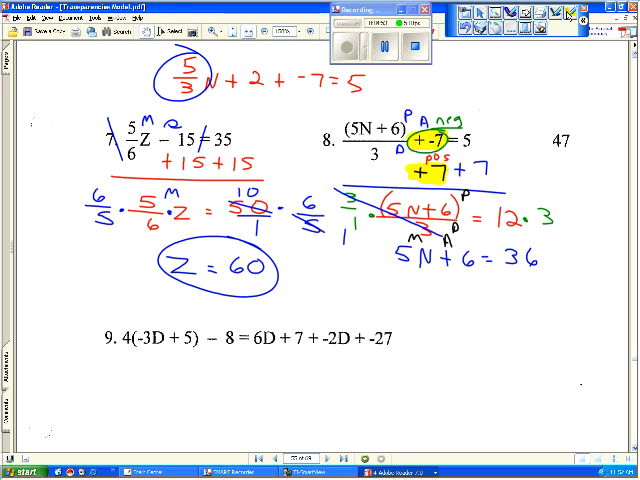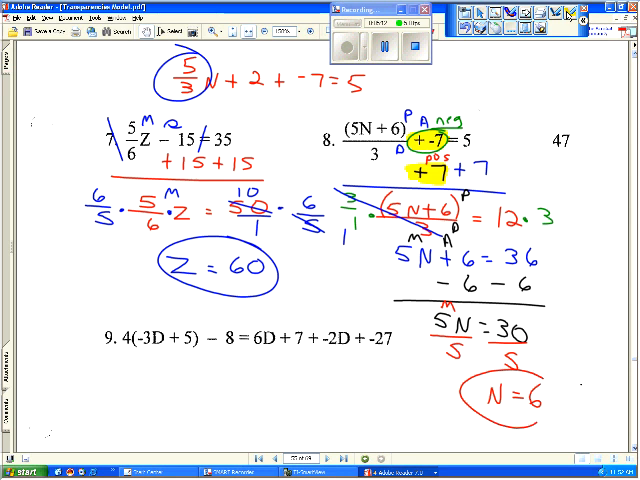Addition. What gets rid of addition? Subtraction. And so we get 5n is equal to 30. Now we're going to undo multiplication by division, and we get n is equal to 6. Any questions on number 8? All right, any questions on 7 and 8?